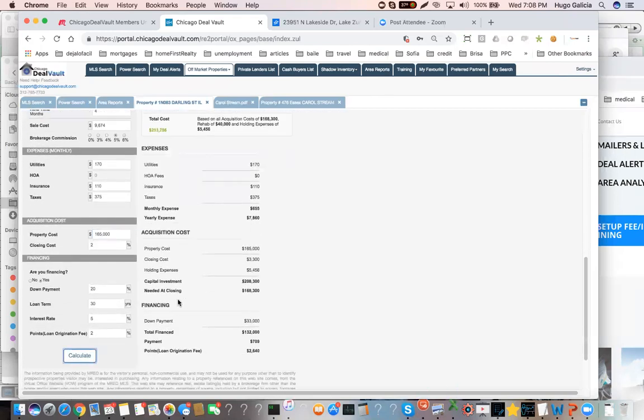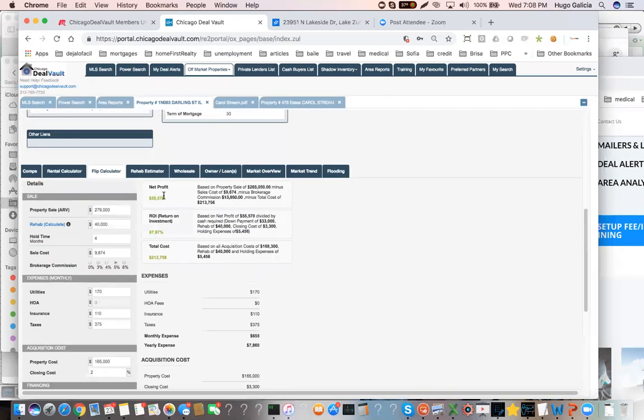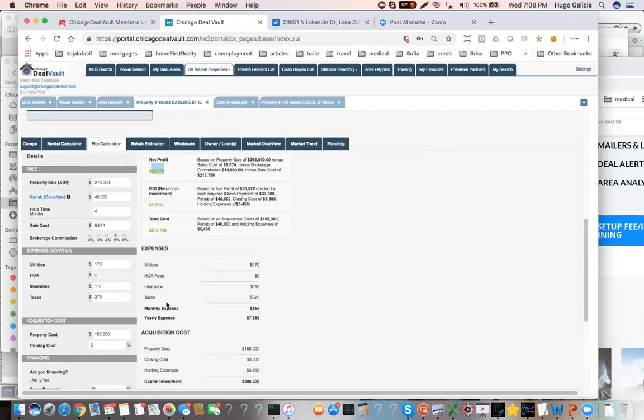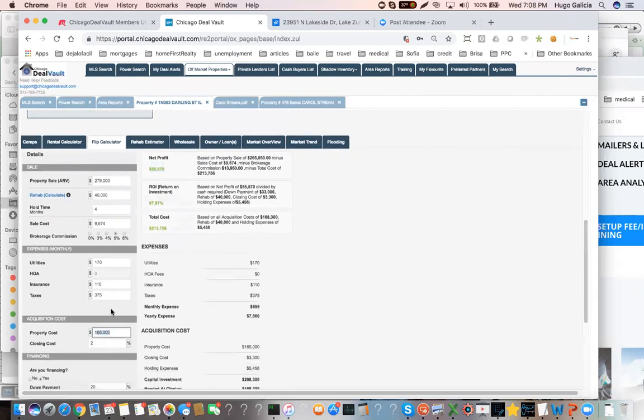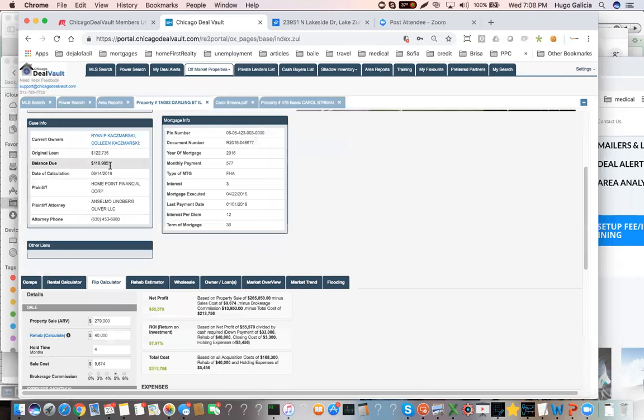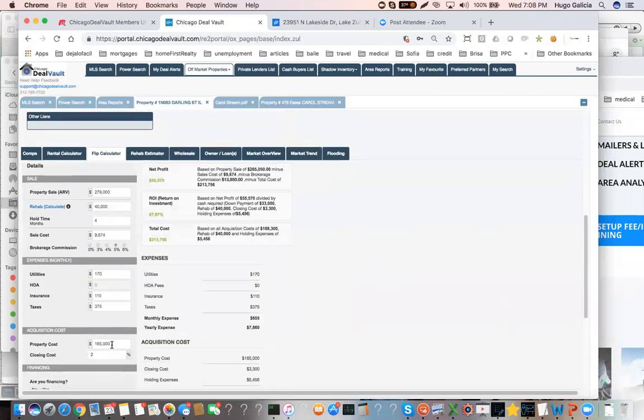So let's just click on calculate. So yeah, the profit is going to be 55,000. So it makes sense. It's just a great deal. Even if you were to pay 165,000, keep in mind that the outstanding balance is 118, right? But even if you pay 165,000, you're going to be making at least $50,000 on the flip, which is a great thing, right? It's a great deal.